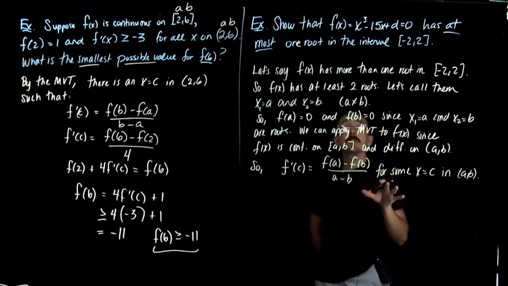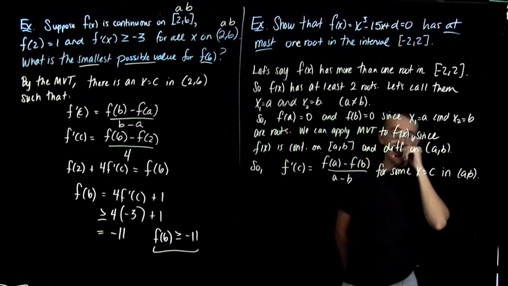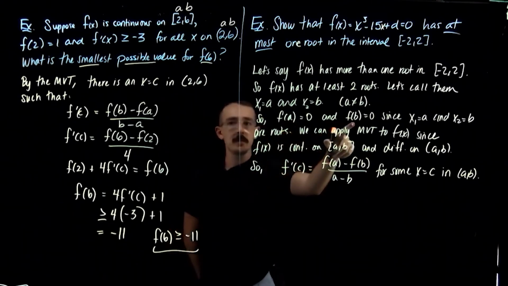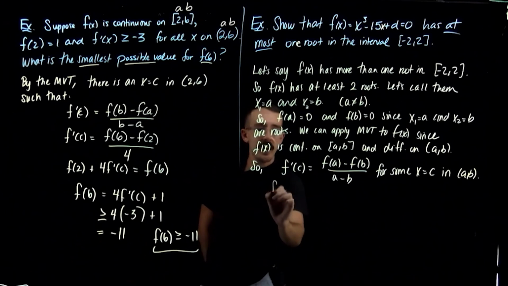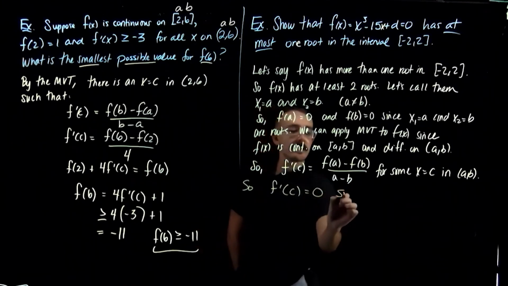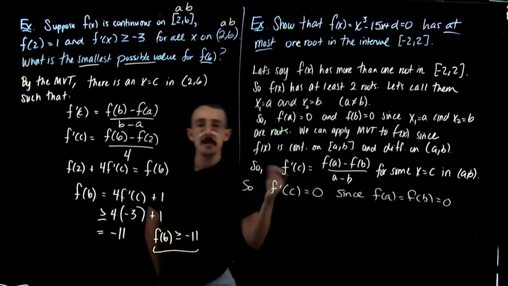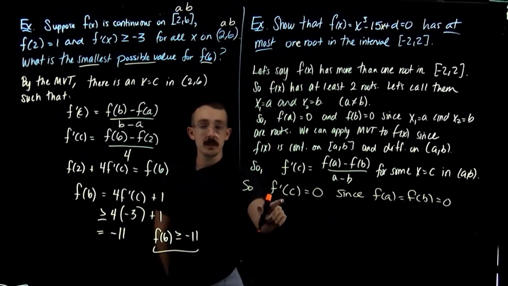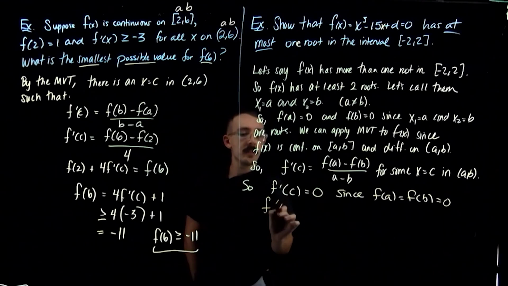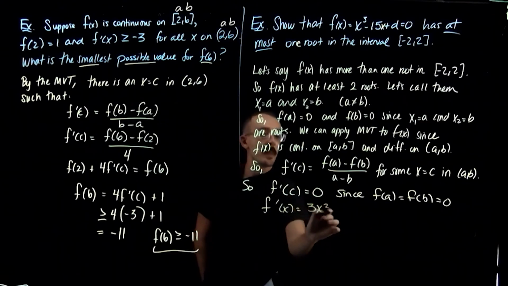And remember, I chose two different roots that are in the interval negative 2 to 2. So that was a and that was b. However, because these are both equal to 0, so I have f of a equals 0, f of b equals 0, that means that this f prime of c equals 0, since f of a and f of b both are 0, because a and b are roots. So that means the derivative has to be 0 somewhere. Okay, let's take the derivative of the function.